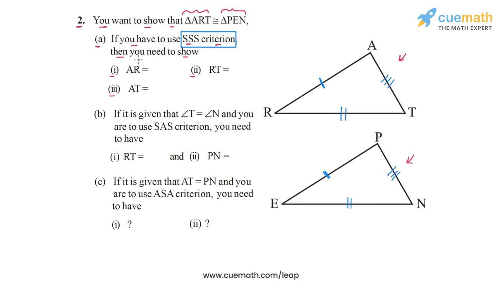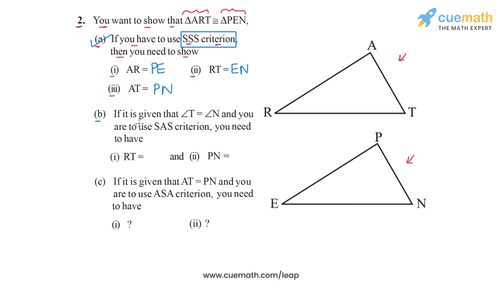So these are the three equalities that need to be shown to use the SSS criterion. AR is equal to PE, then RT is equal to EN, and then AT is equal to PN. So these are the answers for the first part. Then we come to part B.